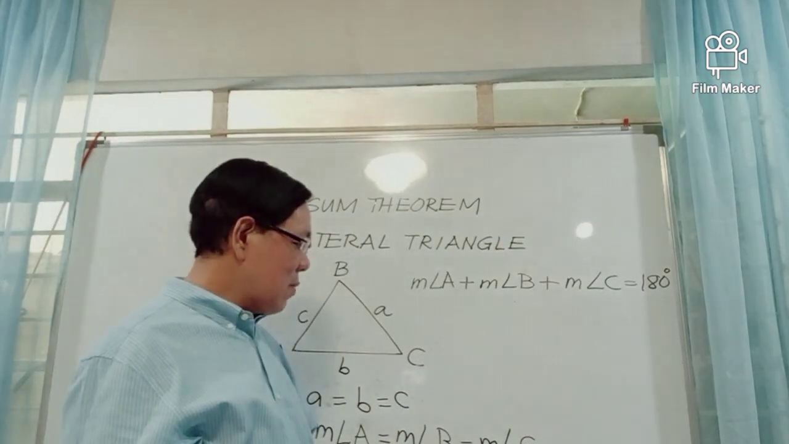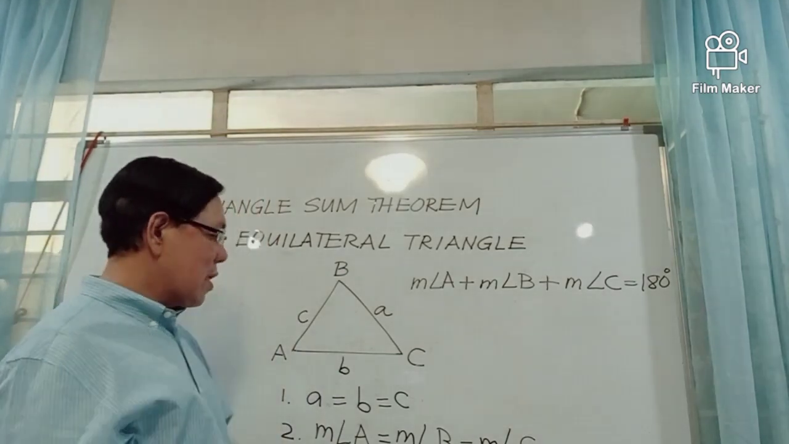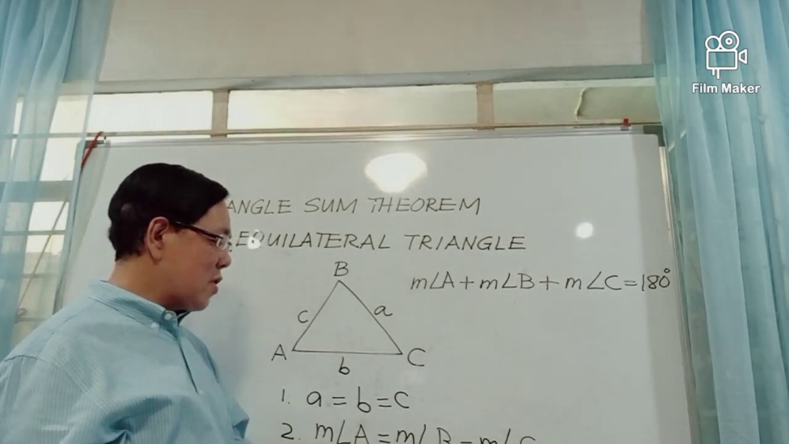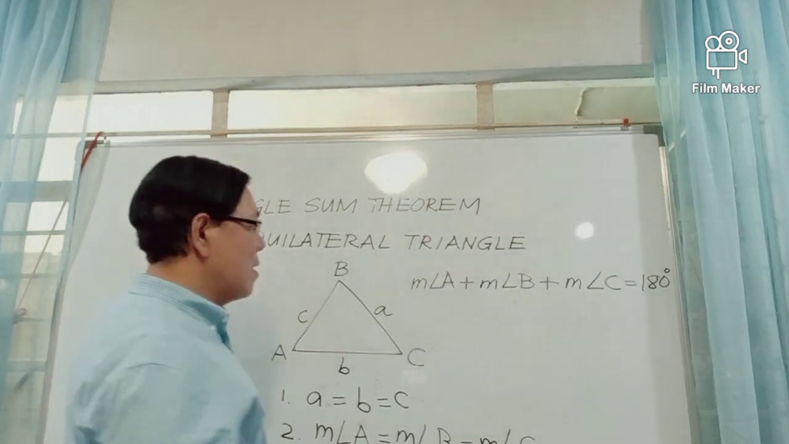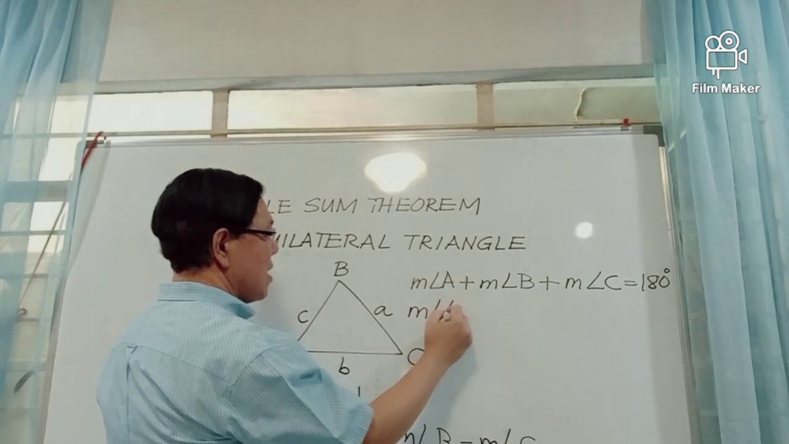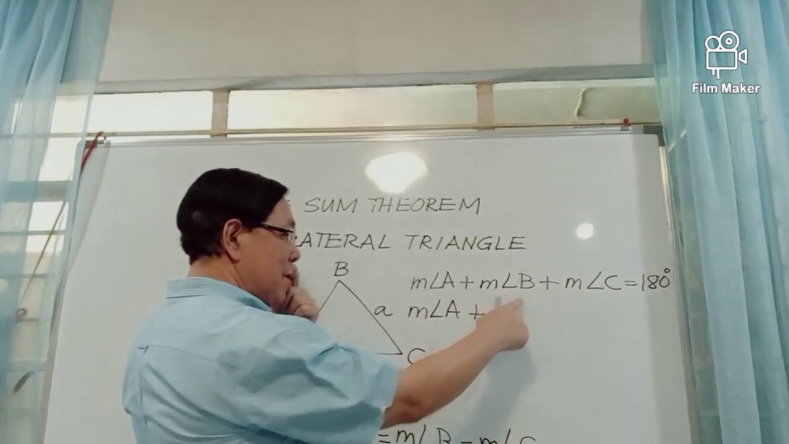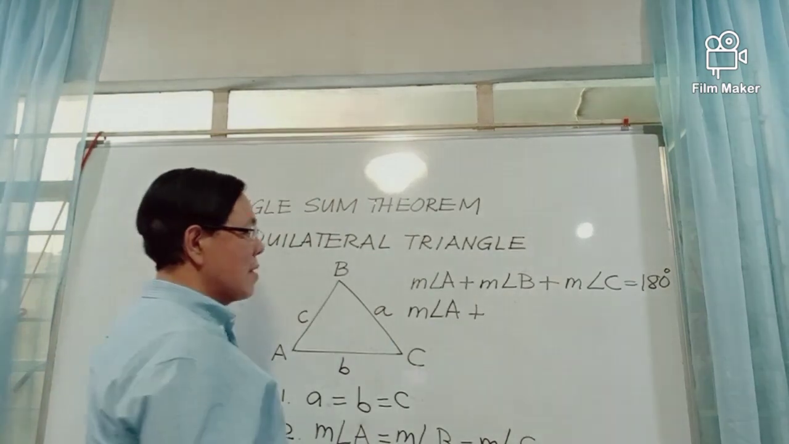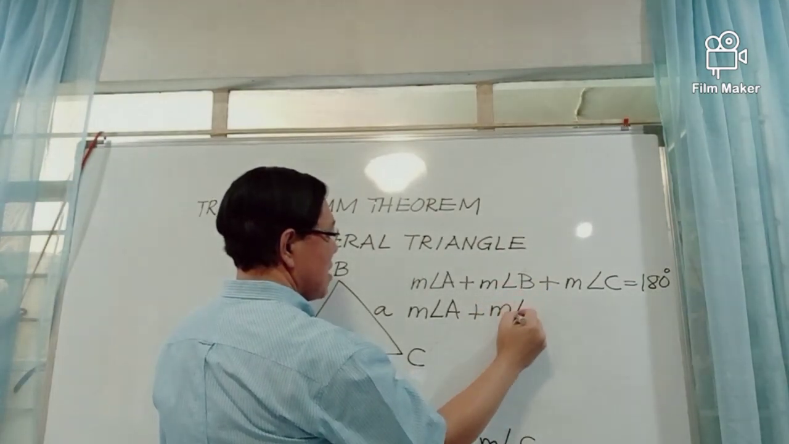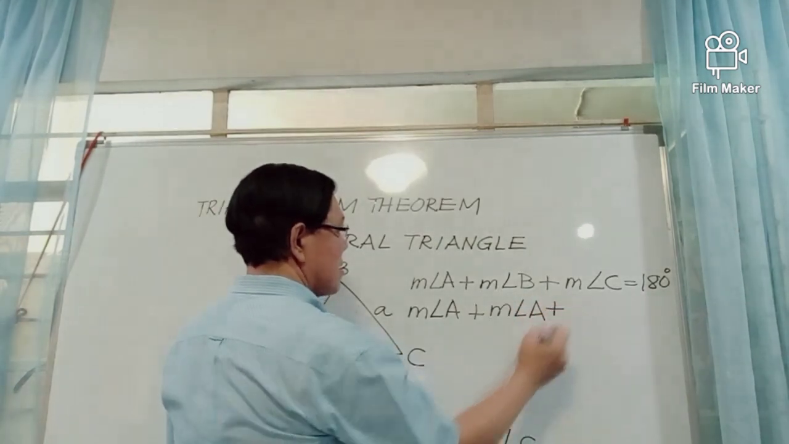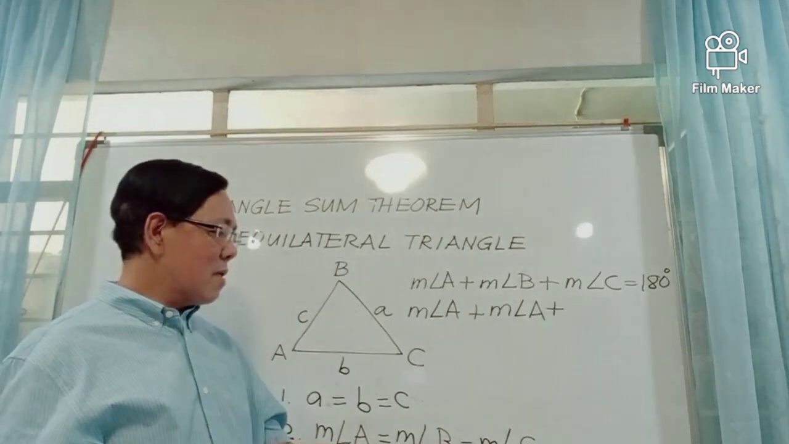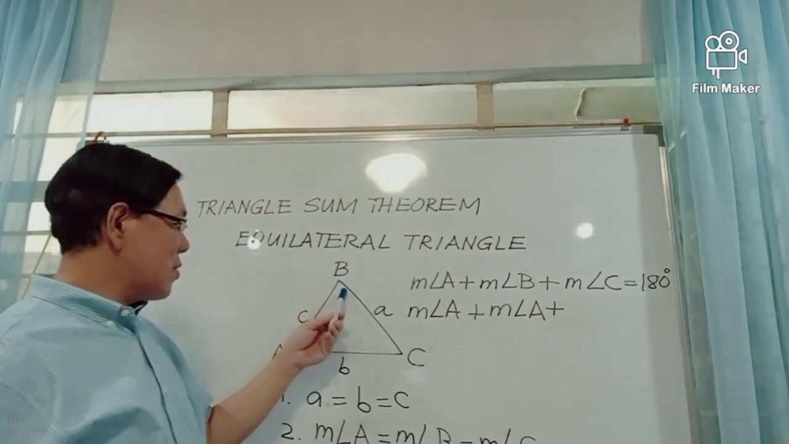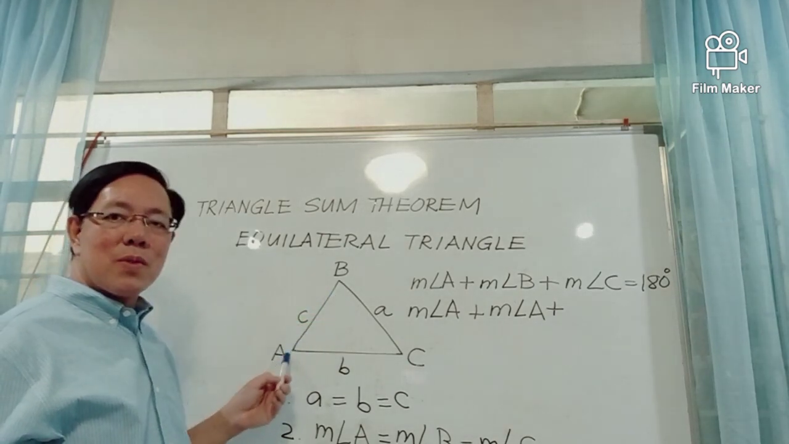The measure of angle B is equal to the measure of angle C. So you can replace the measure of angle B by the measure of angle A, since the measure of angle B is equal to the measure of angle A. And we write the measure of angle A, plus the measure of angle B, which by the property of an equilateral triangle is equal to the measure of angle A, so it can be replaced by the measure of angle A, plus the measure of angle C. The measure of angle C is equal to the measure of angle B, but the measure of angle B is equal to the measure of angle A.